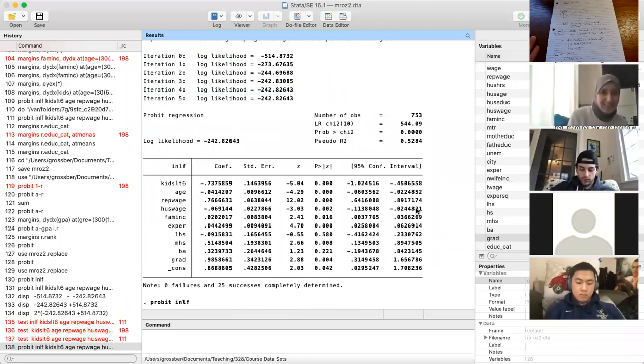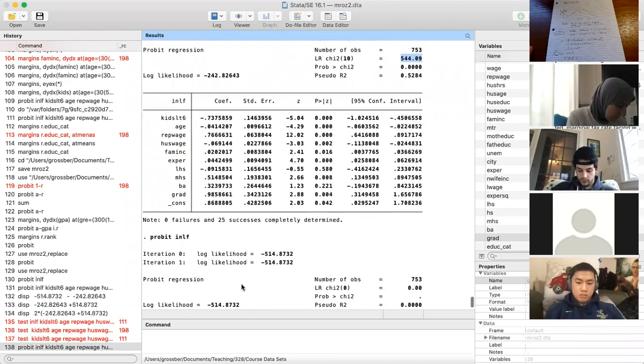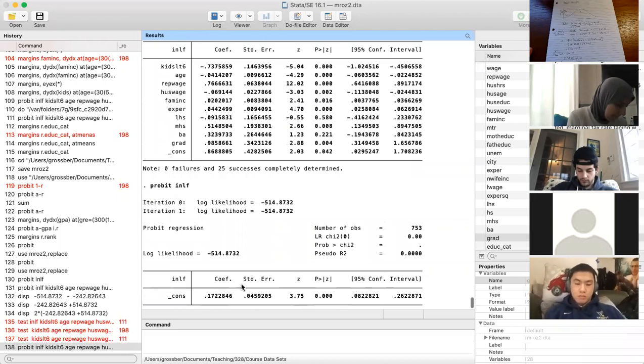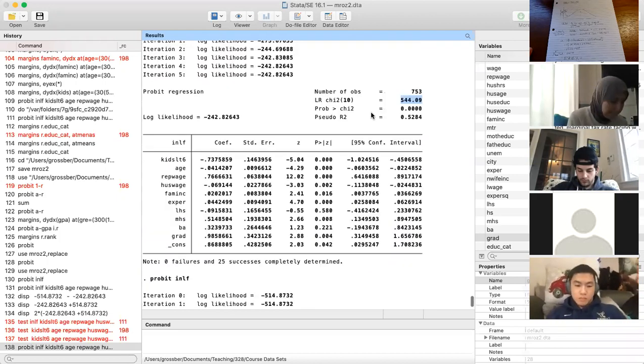So when we run this full model with all the regression, with all the coefficients in it, Stata reports a likelihood ratio of 544.09, which is what we just computed. And so what Stata does is literally, it runs this regression with all the independent variables left out. And then it runs it again the way we've asked for it, and it computes that likelihood ratio this way, okay?